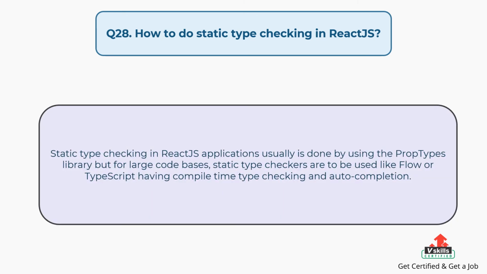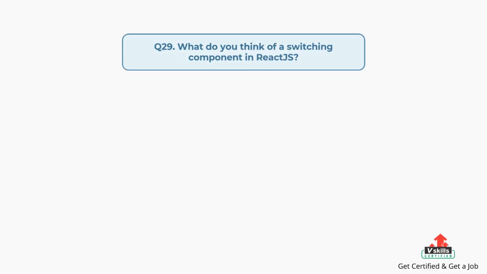Question number 28. How to do static type checking in ReactJS? The answer is, static type checking in ReactJS applications usually is done by using the PropTypes library, but for large code bases, static type checkers are to be used like Flow or TypeScript, having compile time type checking and auto completion.